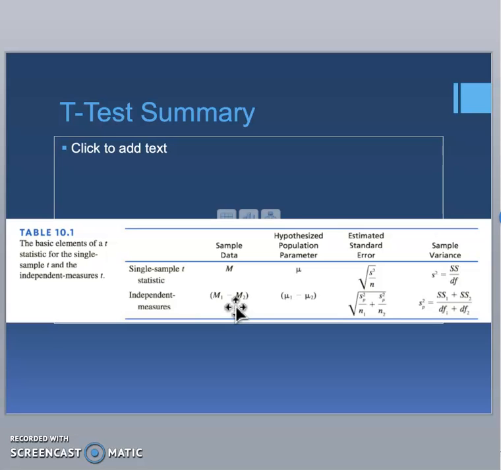We get a t. We compare that to a t critical from before. Then we say, do we reject or fail to reject? And we draw our conclusion, same as before.